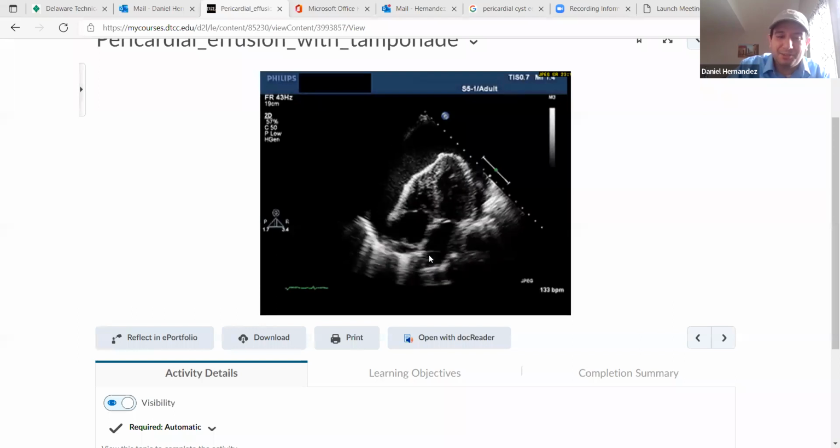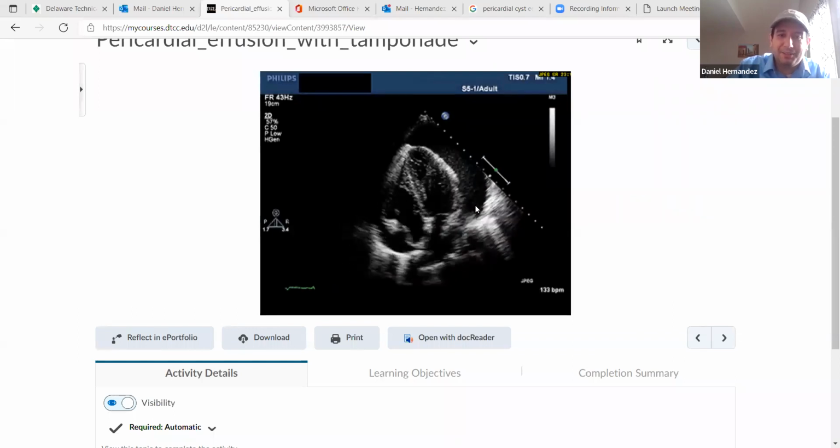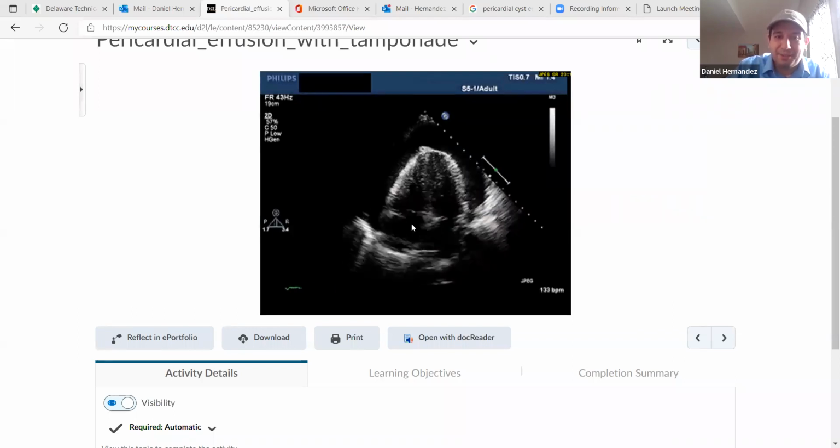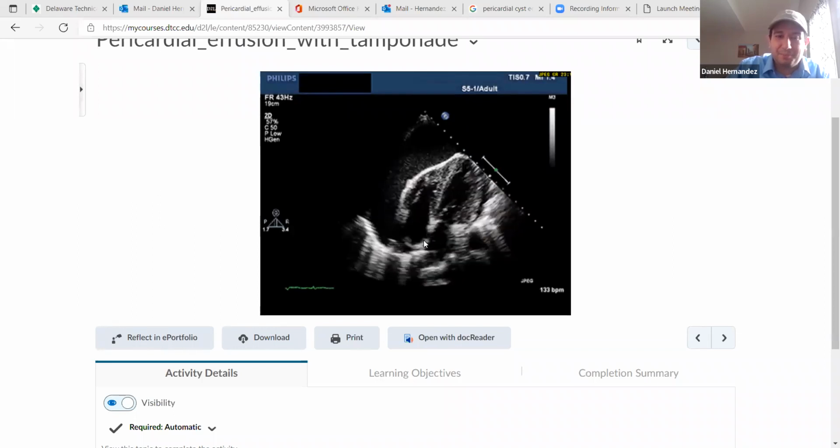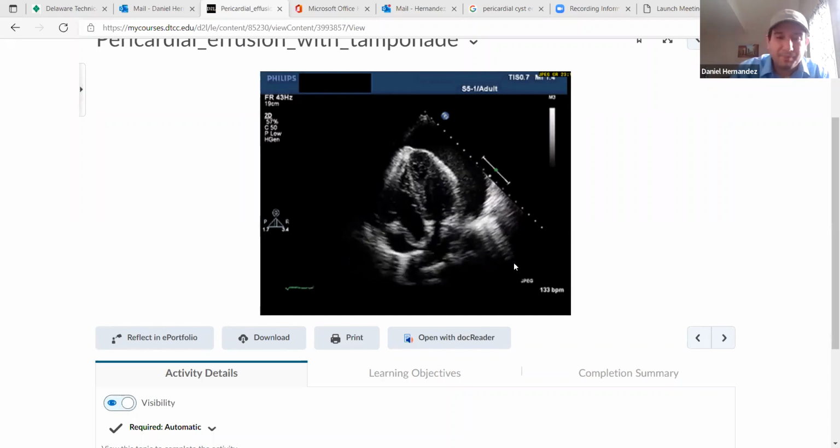So at least you can appreciate, this is a swinging heart. You see the large pericardial effusion and the obvious right atrial collapse and some likely right ventricular diastolic collapse as well.